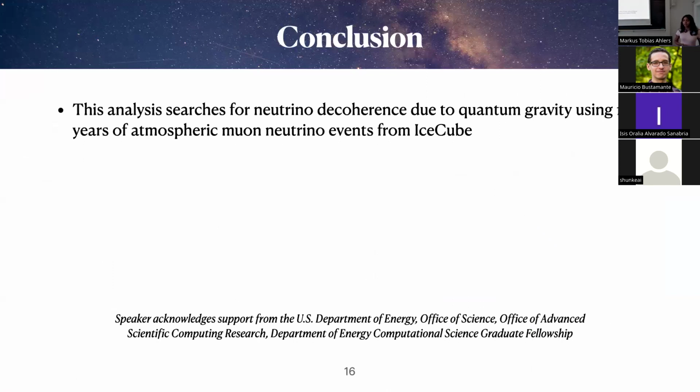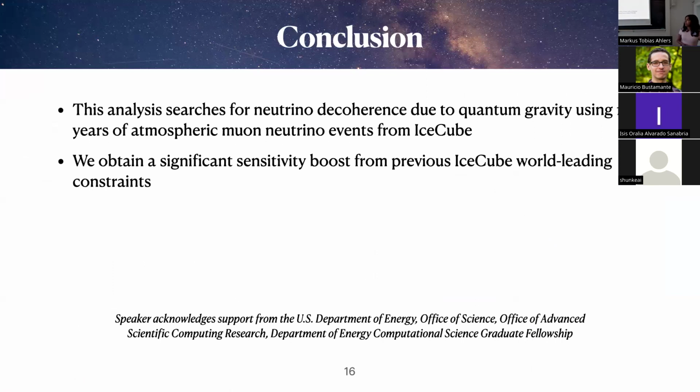So in conclusion, this analysis searches for neutrino decoherence due to quantum gravity using 10.7 years of atmospheric muon neutrino events from IceCube. And we obtain a significant sensitivity boost from the prior IceCube world-leading constraints. And the unblinded results are coming soon, so keep an eye out.